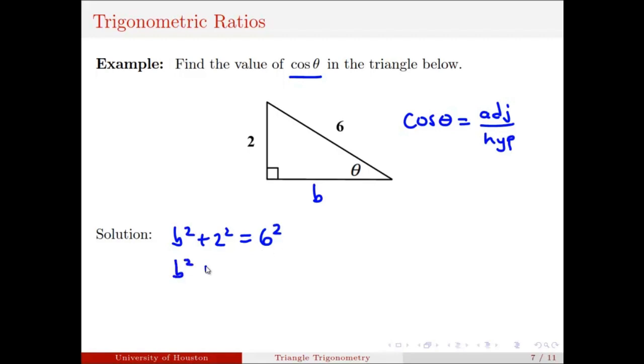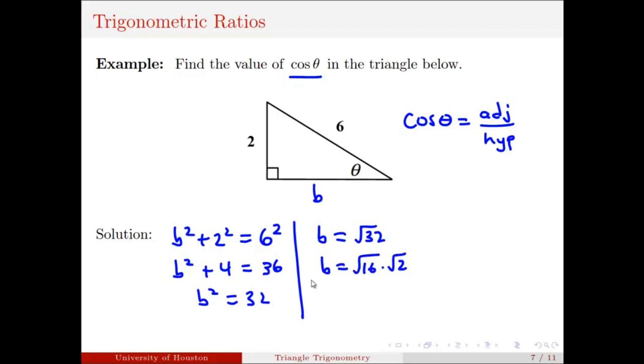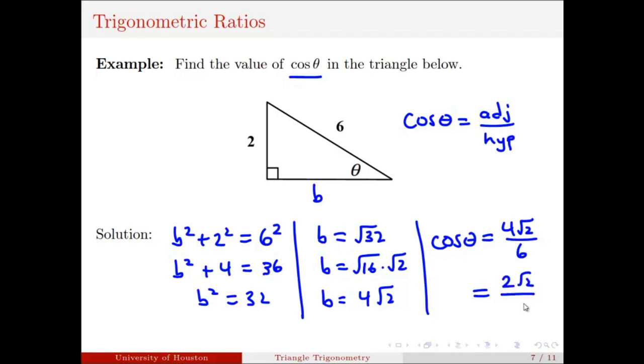Simplifying, we get b squared plus 4 equals 36. Subtracting 4 from both sides, we get b squared equals 32. Therefore, b is the square root of 32, which we can write as the square root of 16 times the square root of 2, which means that b is 4 square root of 2. Finally, we see that cosine of theta equals the adjacent side length, which is 4 square root of 2, over the hypotenuse, which is 6, which simplifies to 2 square root of 2 over 3.